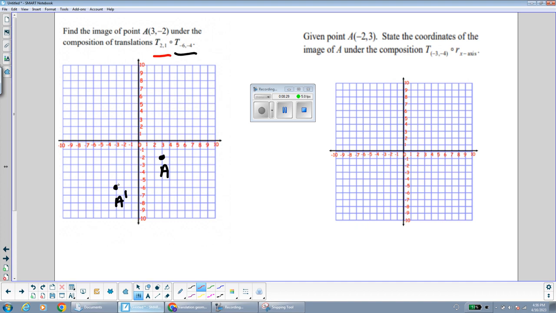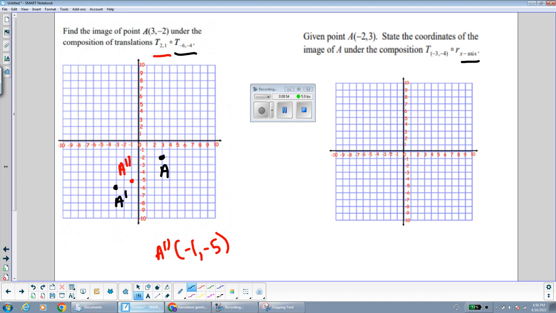So I'm going to take my image after the first one and I'm going to apply the second one. 2 to the right and 1 up. And I'm going to call that a double prime because 2 transformations happen to it. And that would be the point -1, -5.